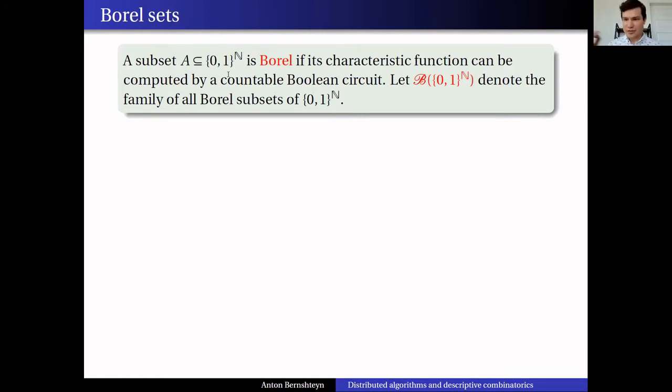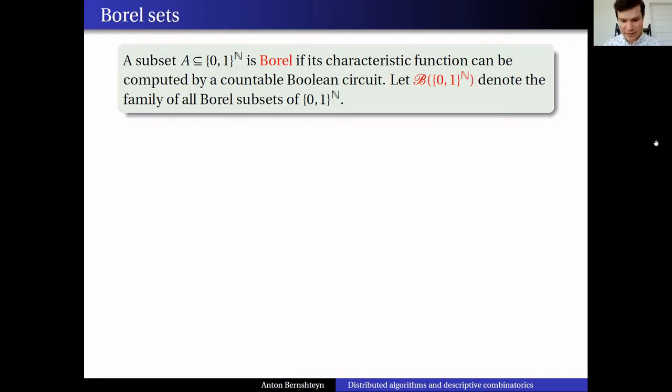This is the set of all infinite strings of bits. And we say that the subset A there is Borel if its characteristic function can be computed by a countable Boolean circuit. So there is a circuit that, given an infinite bit string, decides whether or not it belongs to A. And we let this curly B of {0,1}^n denote the family of all Borel subsets in {0,1}^n.